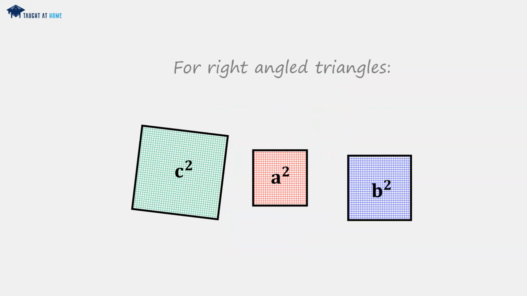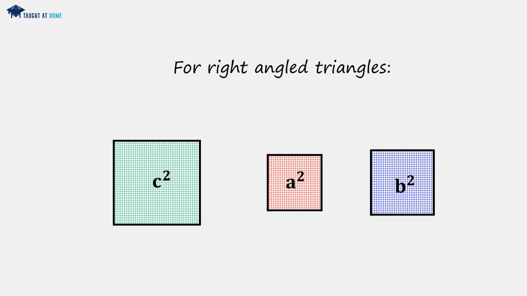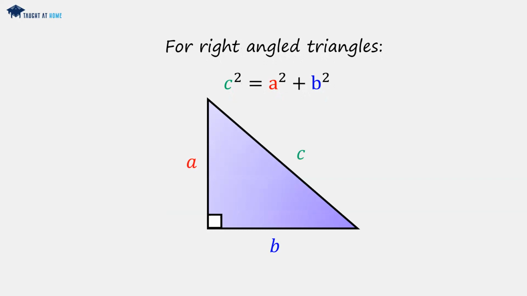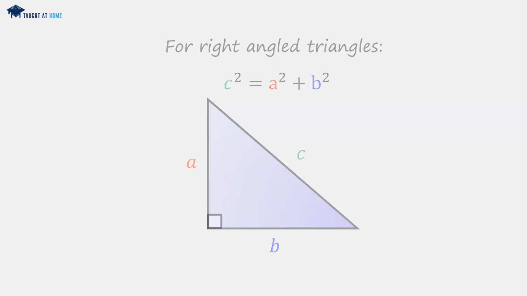And for right-angled triangles, we have a very interesting property: C squared is equal to A squared plus B squared. So the square of the longest side is equal to the sum of the two squares of the shorter sides. We can write this as a formula: C squared is equal to A squared plus B squared. Going back to our right-angled triangle, we can use this formula to find the hypotenuse when given the length of the other two sides. Let's take an example.